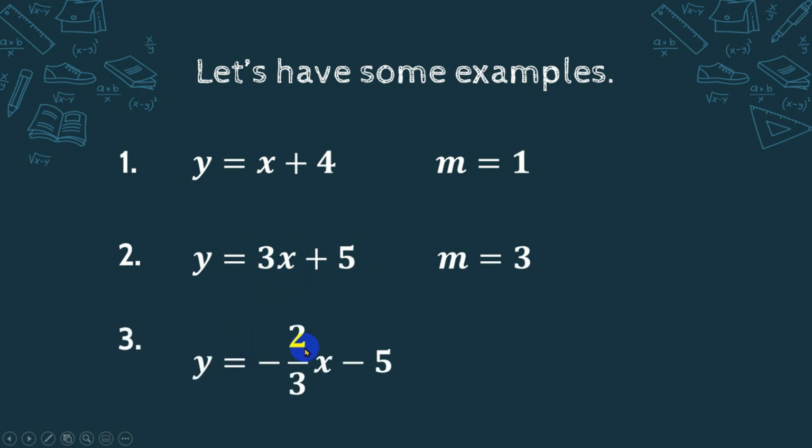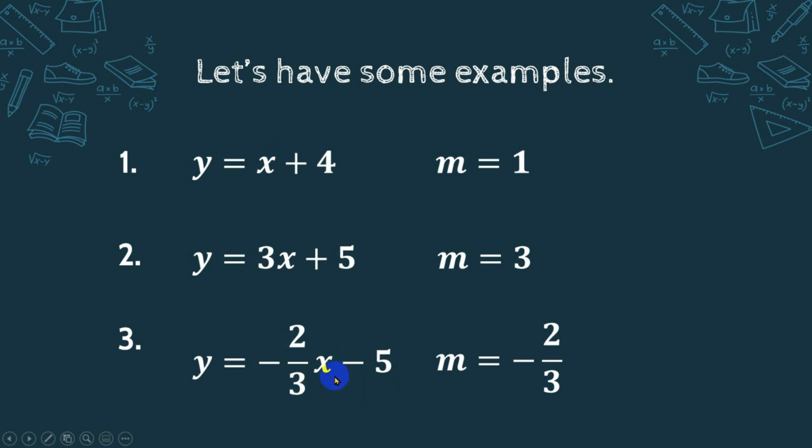Number 3, y is equals to negative 2/3 x minus 5. So, alin po ulit ang magiging slope natin kapag ito ang ating equation? The numerical coefficient of x is negative 2/3. Negative 2/3 is the slope of this equation.